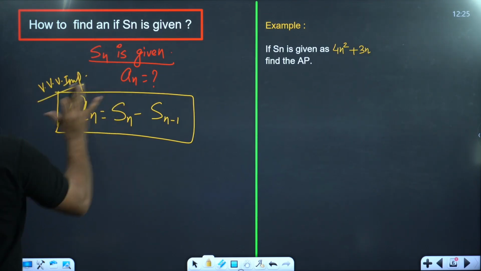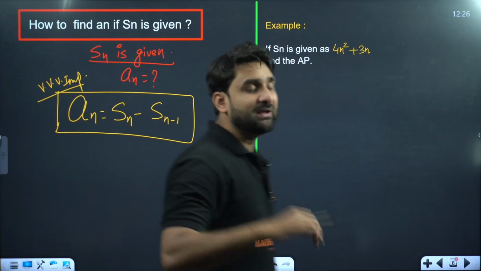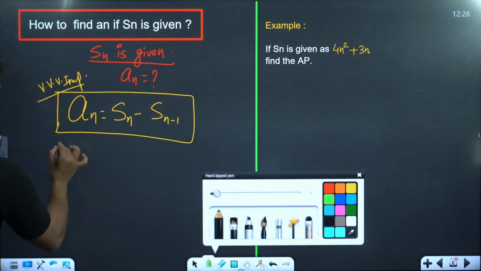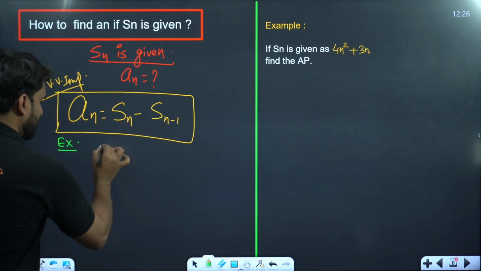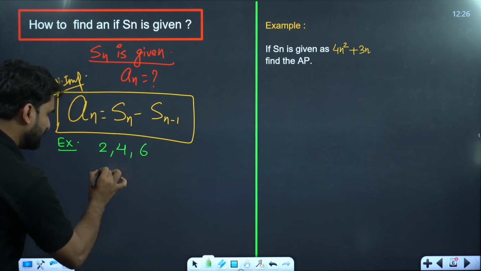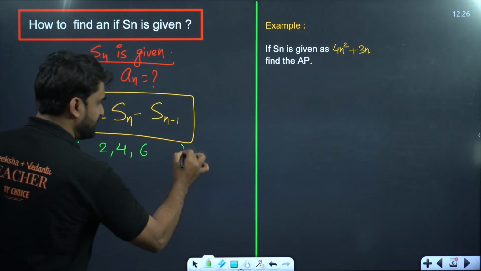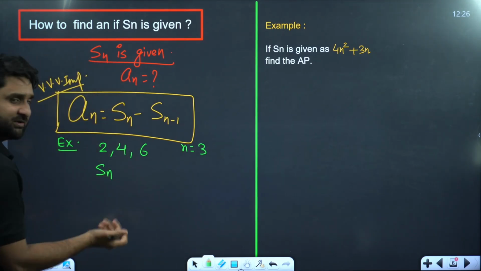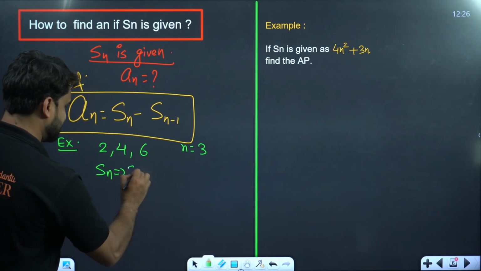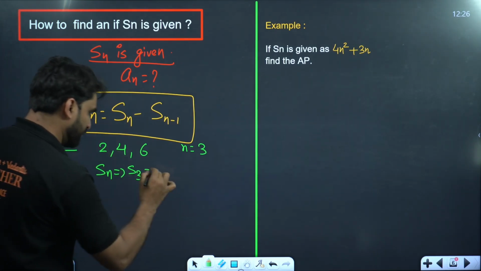If Sn is given, we can find n by using the formula Sn minus Sn minus 1. Why am I telling you this? Let me give you one example. If I have a simple AP of 3 terms and I ask you what Sn will be, Sn means the sum of total terms. Here n is 3, total terms are 3. So Sn means S3, the sum of 3 terms: 6 plus 4 is 10, plus 2 is 12.